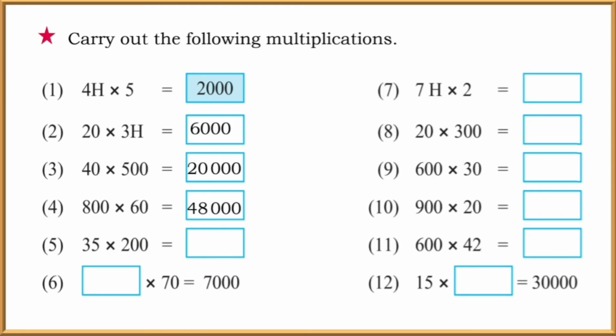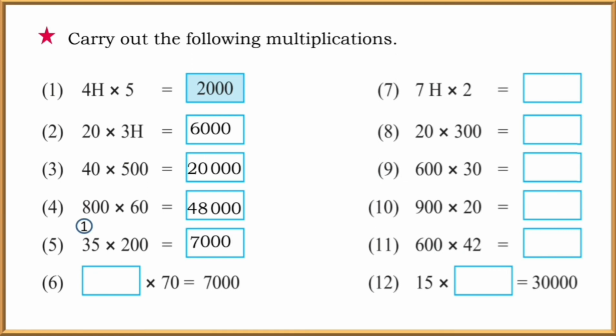Now let us multiply 35 by 200. Children, look carefully. Here we don't have any zero in 35. So to carry out this multiplication, what we will do? We will multiply this 2 by 5. So 2 5s are 10. So we will write 0 over here and 1 will go as a carryover. Now let us multiply 2 by this 3. So 2 3s are 6. 6 plus 1 is 7. Now let us put these 2 zeros from 200.